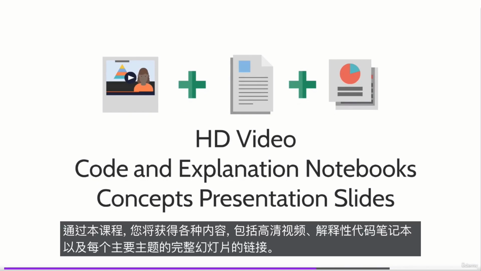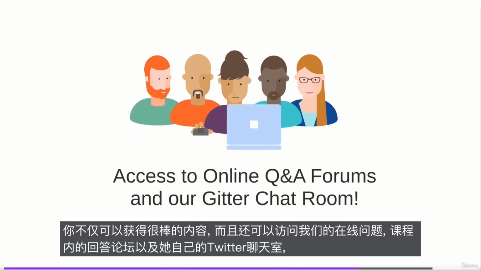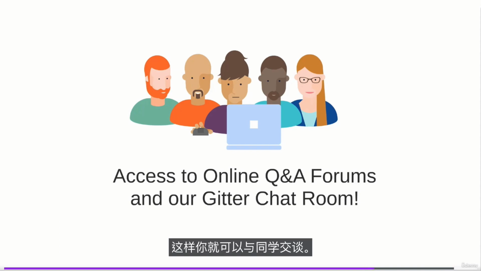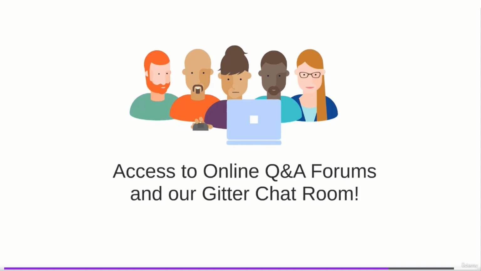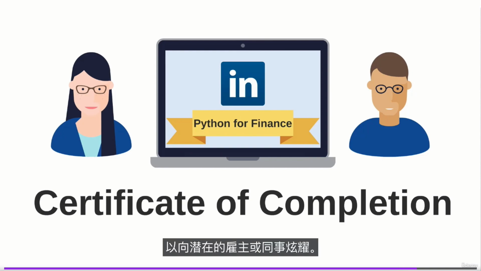With this course, you get a variety of content, including high-definition video, explanatory code notebooks, as well as links to complete slide decks for each major topic. Not only do you get great content, but you also get access to our online question and answer forums inside the course, as well as our own Gitter chat room so you can talk to fellow students. This course also comes with a certificate of completion that you can post to your LinkedIn profile to show off to potential employers or your colleagues.